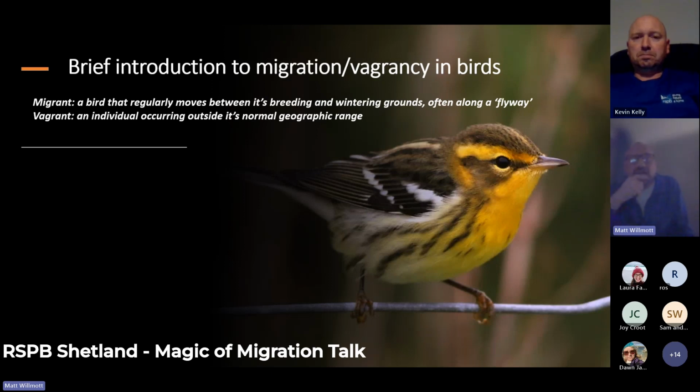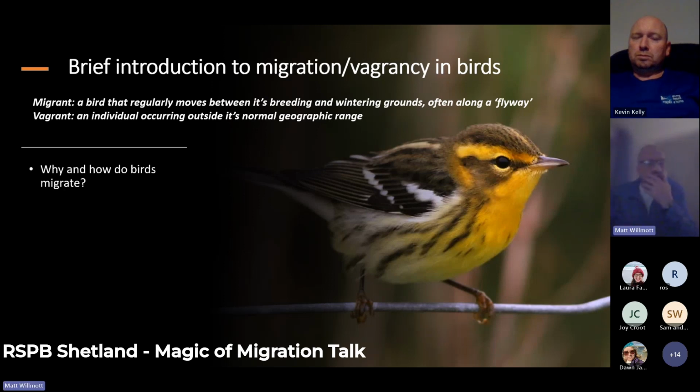And then a vagrant is a species which occurs outside that breeding or wintering ground. Those terms can be quite interchangeable. There is inevitably a bit of a grey area there. For example, some vagrants become more regular. They turn up every year, so they become scarce migrants. So it does all get a bit confusing.